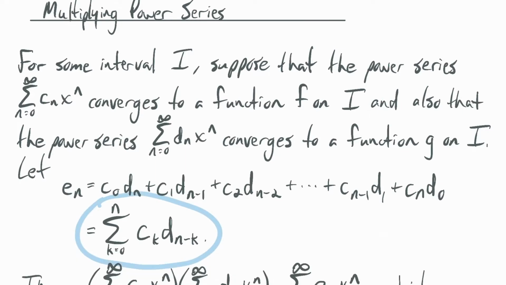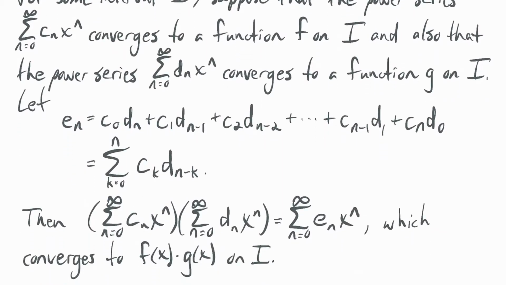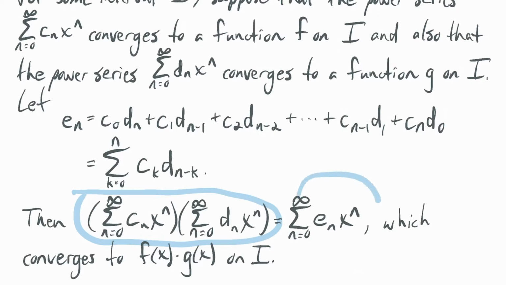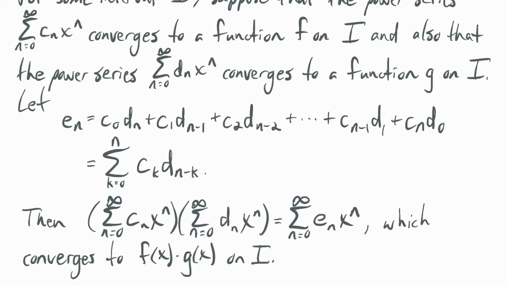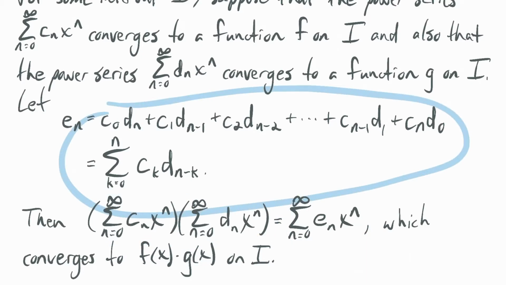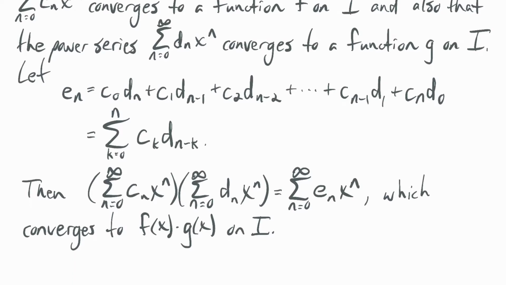So there's a formula that will give you any of those for whatever n value that you want, if n is 5 or 10 or 1,000 or whatever. Then the product of the two series will be the sum of those pairwise combinations, which converges to f of x times g of x on the interval. Like I said, this is fairly complicated. So let's look at an example.